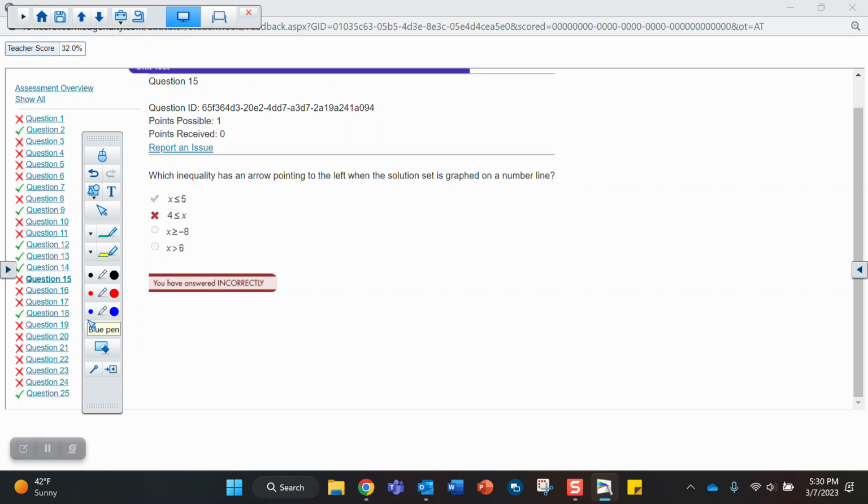Which inequality has an arrow pointing to the left when the solution set is graphed on a number line? So the reason why the one you chose doesn't work is because the variable's on the wrong side. So again, this is where it's always important to make sure that when you're working with inequalities, you've got the variable on the left. Because when I rewrite that inequality, now it does point to the right, and so the only one pointing to the left is the first one.